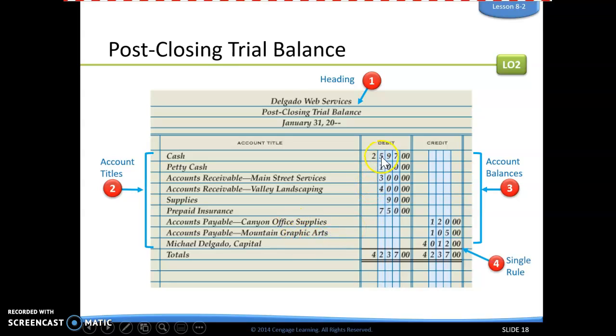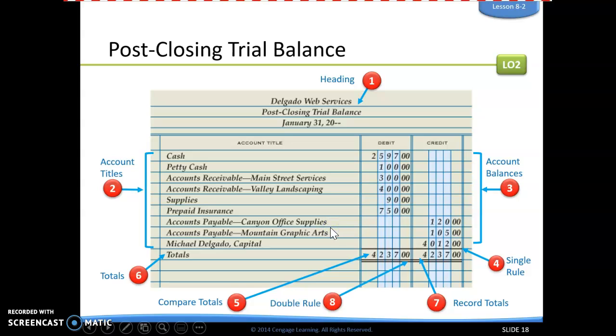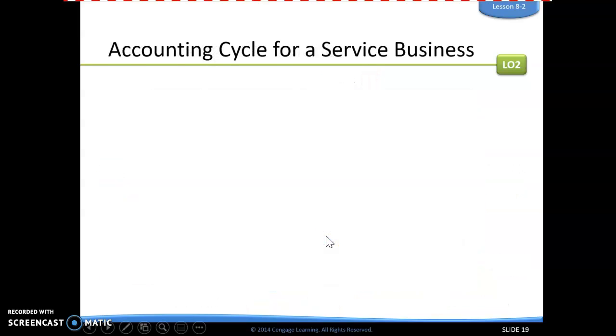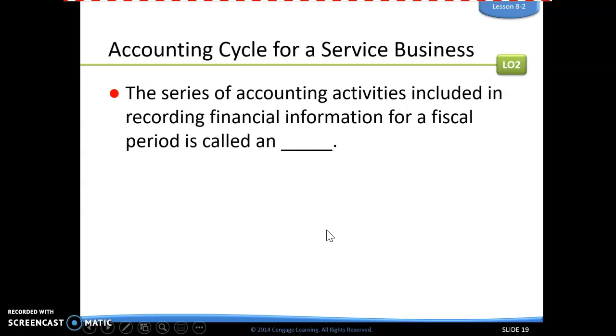We single line rule because we're going to total these columns. Compare the totals to make sure they equal. Write in totals, record the totals, and double line rule when your debits equal your credits to say that it's proven, it is correct. Okay, the series of accounting activities included in recording financial information for a fiscal period is called an accounting cycle. So we have gone through the accounting cycle now with preparing this post-closing trial balance.